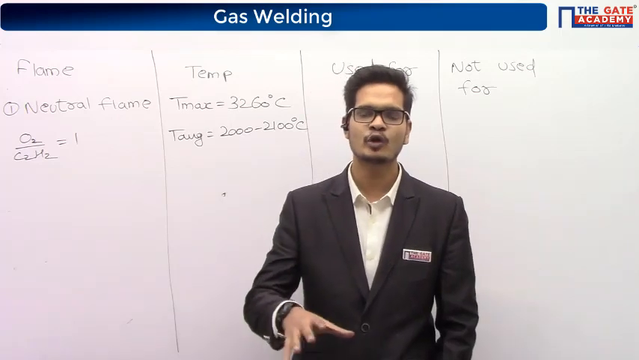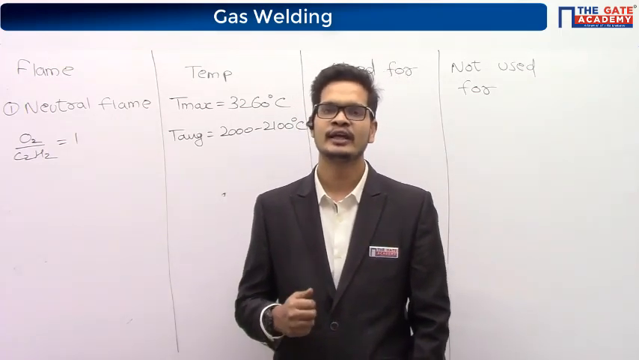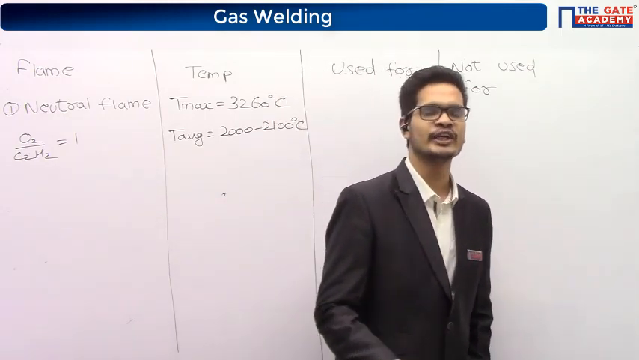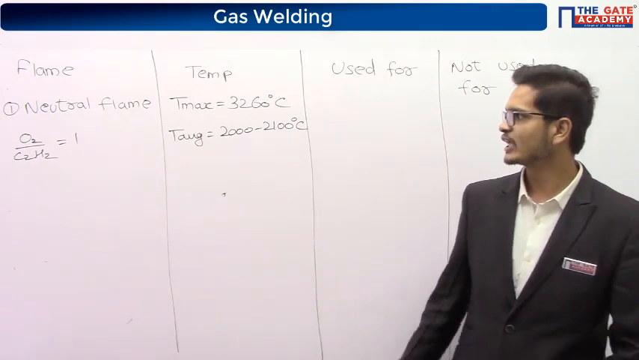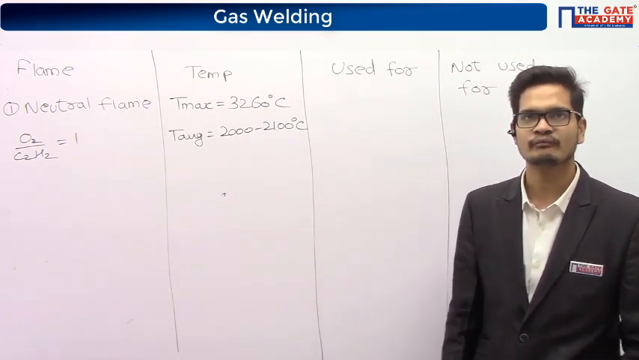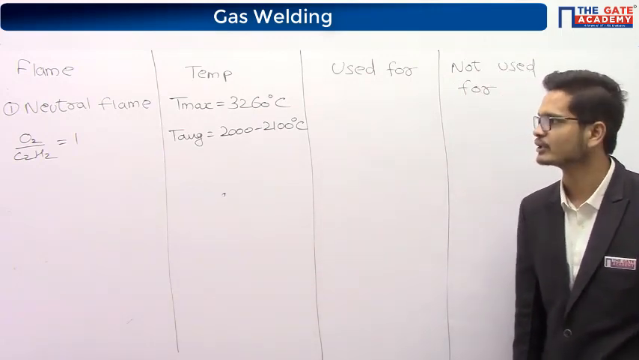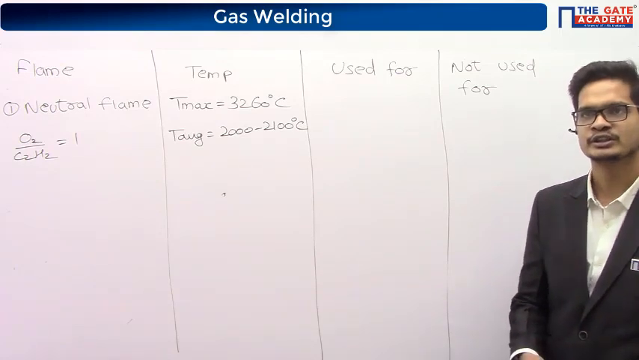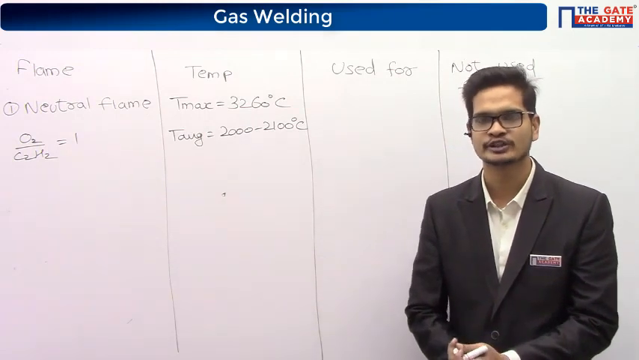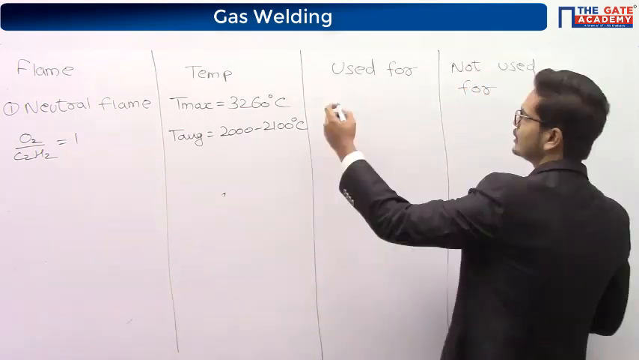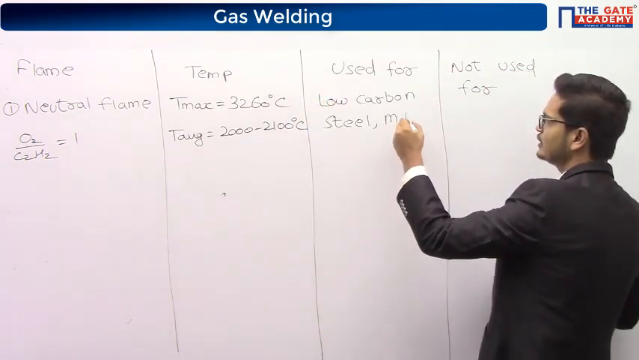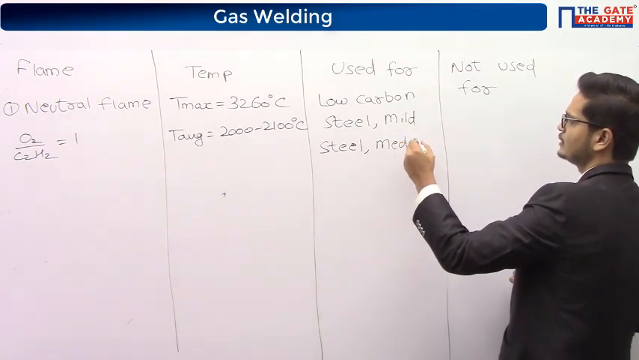That water absorbs the heat and evaporates, forming vapor. So it takes away some amount of heat. That's why the average temperature is nearly 2/3 of the maximum temperature, because of the heat losses. There are different reasons for the heat losses. One is the formation of water vapors. The neutral flame is used for low carbon steel, mild steel, medium carbon steel.